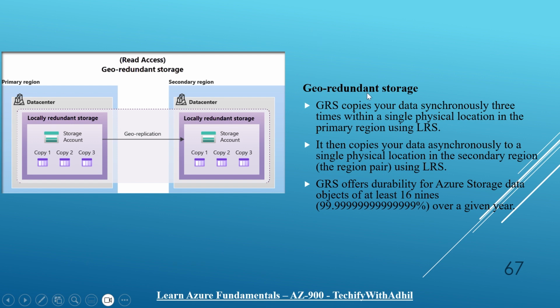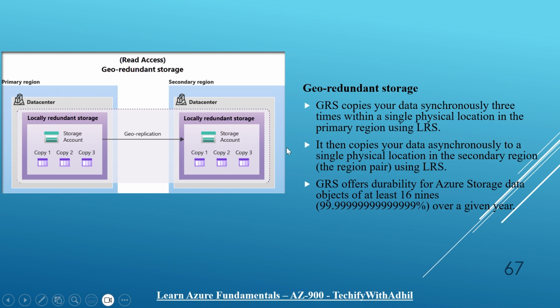Next will be Geo-Redundant Storage, GRS. So this GRS copies your data synchronously 3 times within a single physical location in the primary region using LRS. It then copies your data synchronously to a single physical location in the secondary region using LRS. GRS offers durability of Azure Storage data objects of at least 16 nines over a given year.